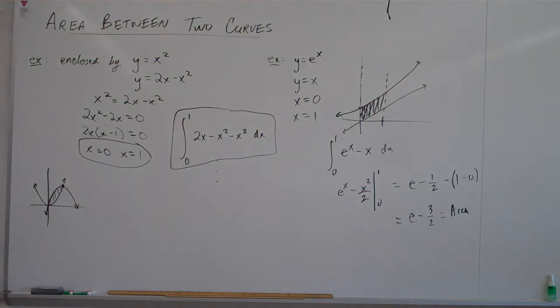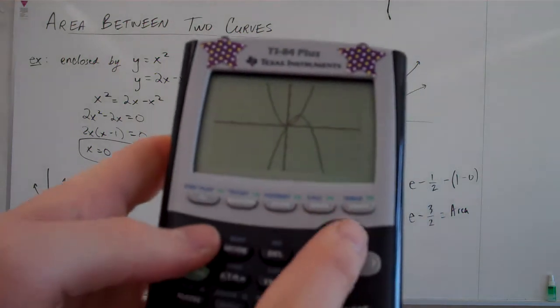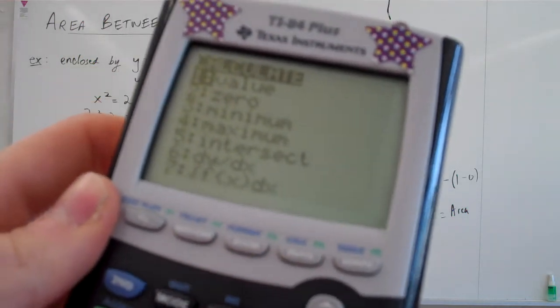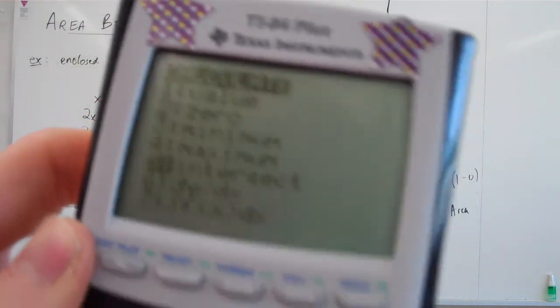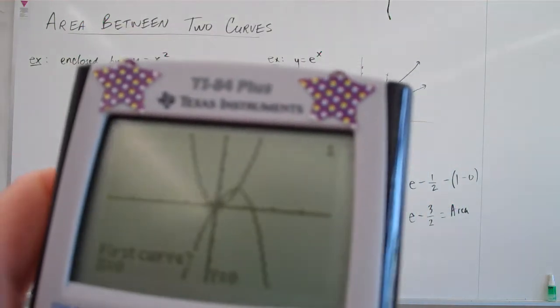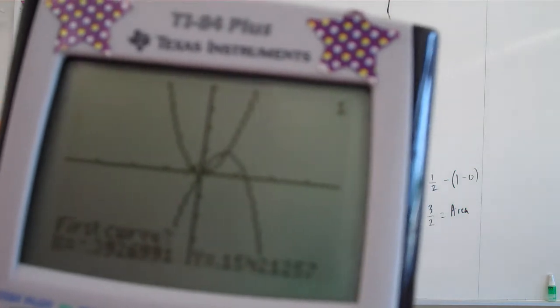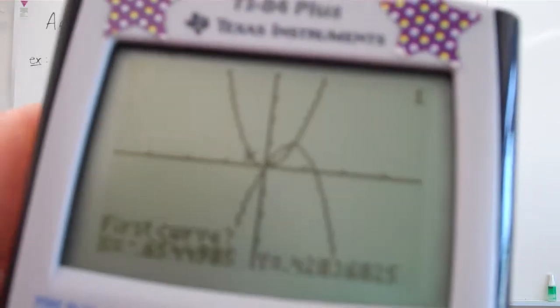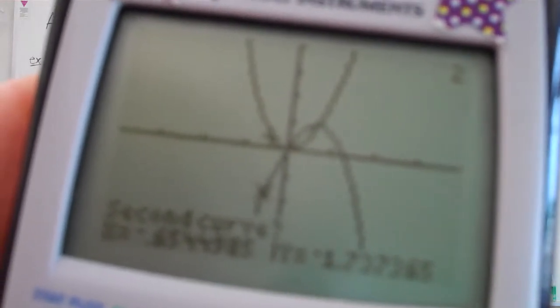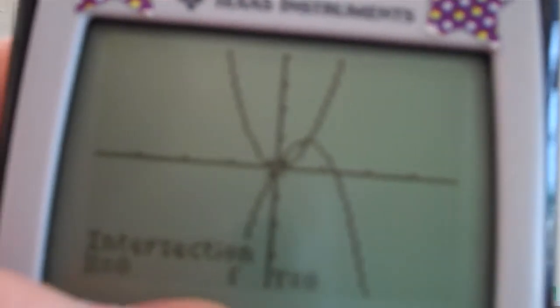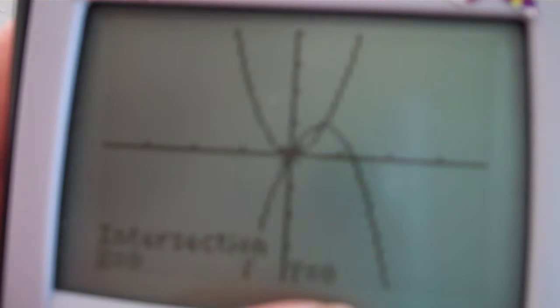So the first thing I'm going to do now is find the intersections. So second trace, or the calc button, and then you can ask it where they intersect, and make sure you're on your first curve near the intersection. My first curve is the x squared curve. You can see it mousing around there. Now you have to get to the second curve and hit enter. I'm on the second curve, and then I'm not going to bother guessing, but you can see it finds the intersection to be 0, 0.